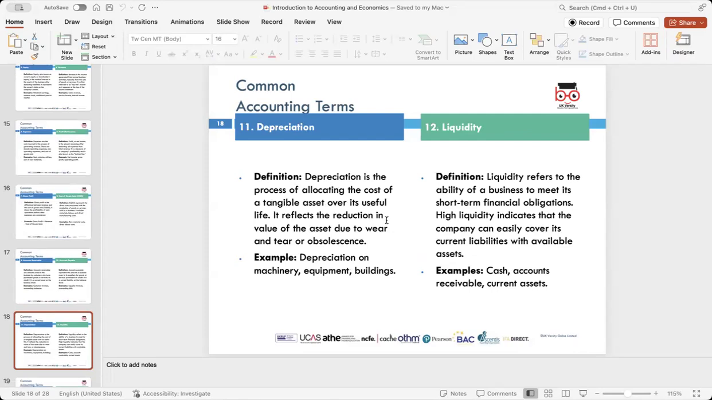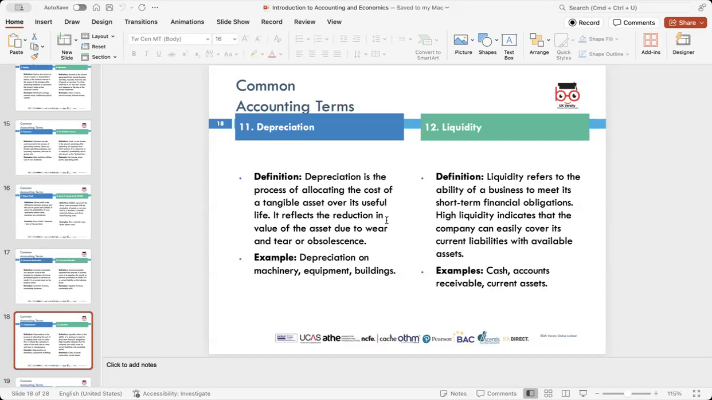Depreciation and liquidity. Depreciation is the process of allocating the cost of tangible assets over their useful life. This concept helps businesses account for the gradual reduction in the asset's value due to wear and tear or obsolescence. Examples: depreciation on machinery, equipment, and buildings.